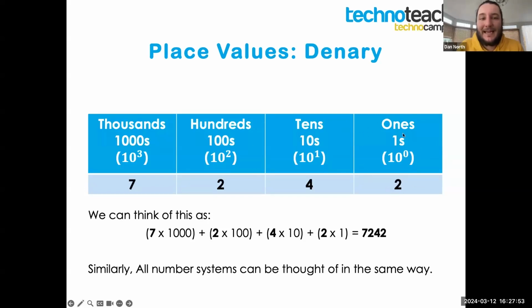Okay, we have 10 to the power of 0, which is equal to 1, our ones. We have 10 to the power of 1, which is our tens. 10 to the 2 is our hundreds. 10 to the 3 is our thousands. We're going up by 10 each time because this is decimal. It is base 10.